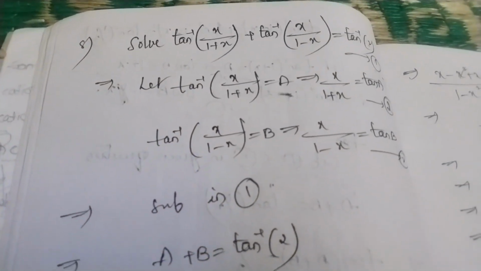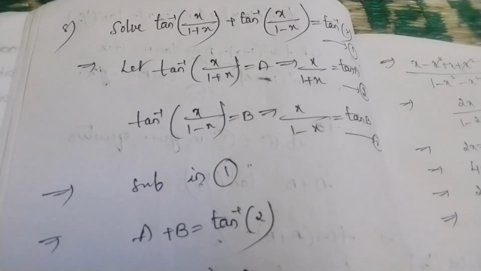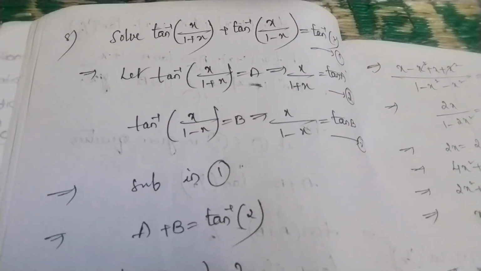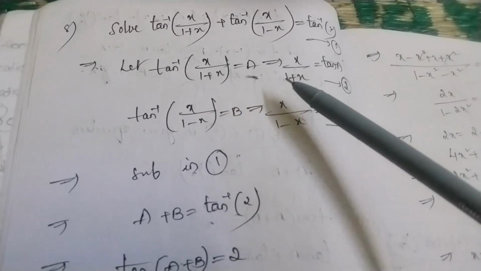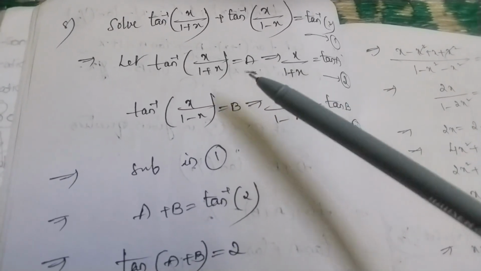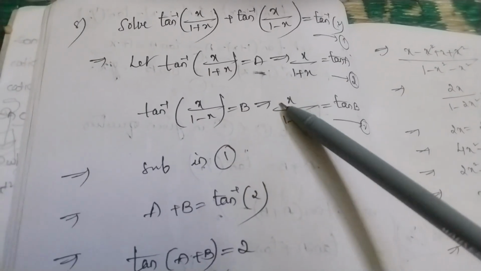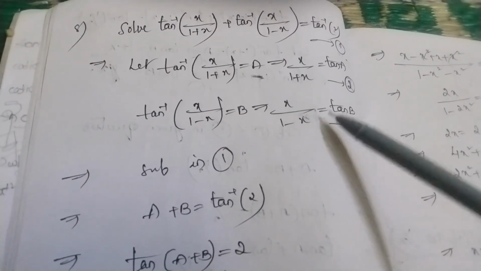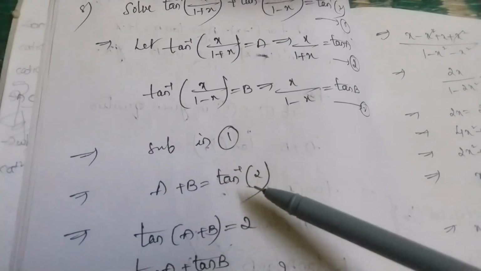The next one we have: solve tan inverse of x by 1 plus x plus tan inverse of x by 1 minus x is equal to tan inverse 2. Again here we take tan inverse of x by 1 plus x as a. Then x by 1 plus x is equal to tan a, by taking tan inverse to the right hand side. And taking the other as b, x by 1 minus x is equal to tan b. Substitute these values in the given question: a plus b is equal to tan inverse 2.